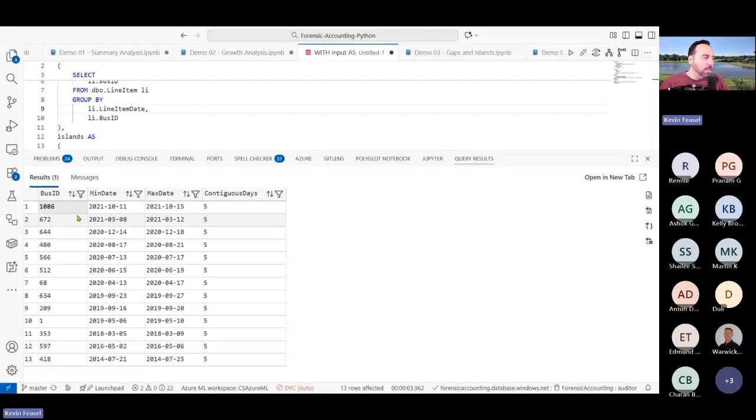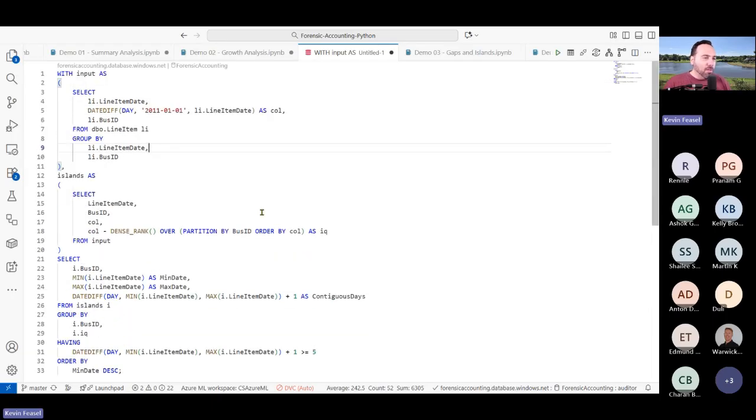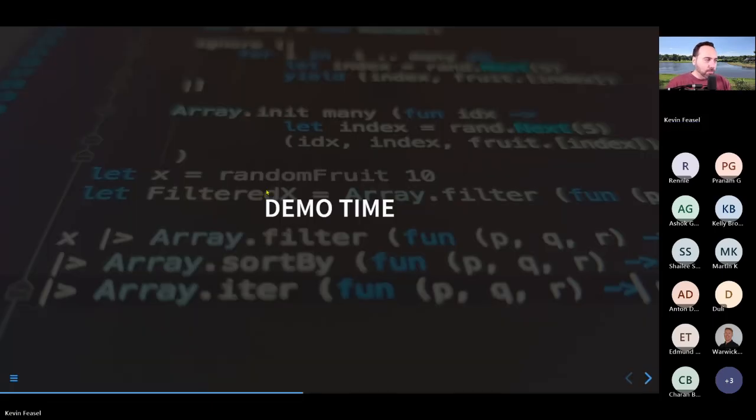We have here for this bus, over this 5-day period, at least one line item. So for this particular bus, we had 5 days. It looks like we've got quite a few where there were multiple days in a row. This might represent something like a bus being out for a long period of time and needing repairs over the course of multiple days. That's what this query gives us.